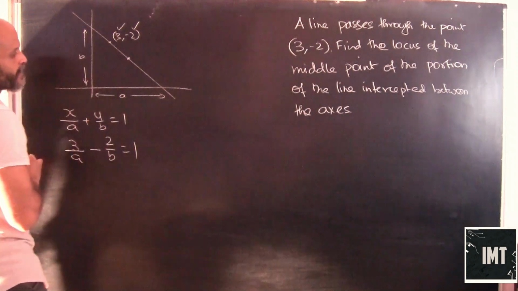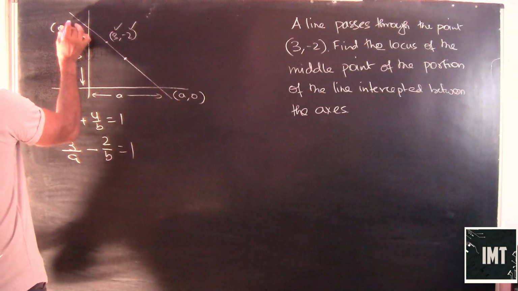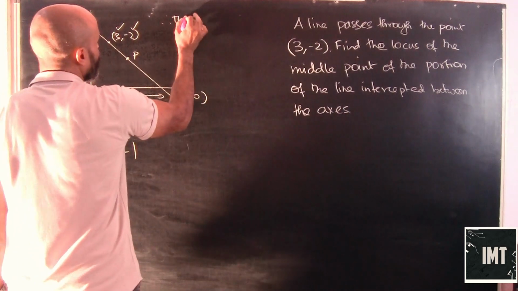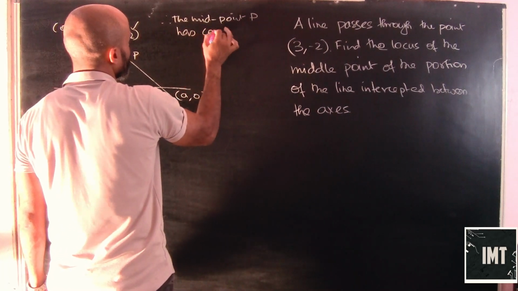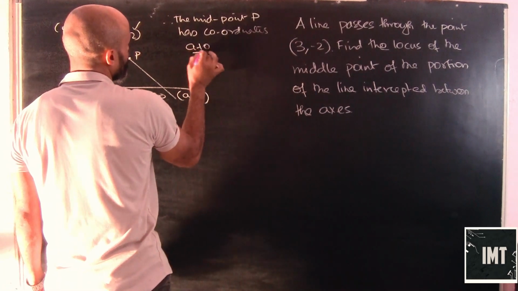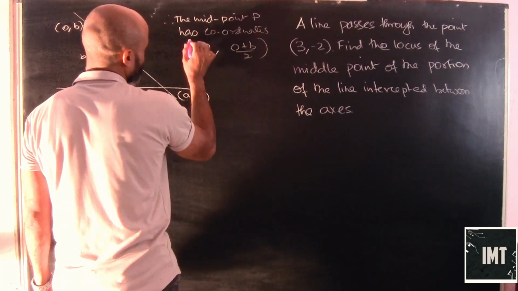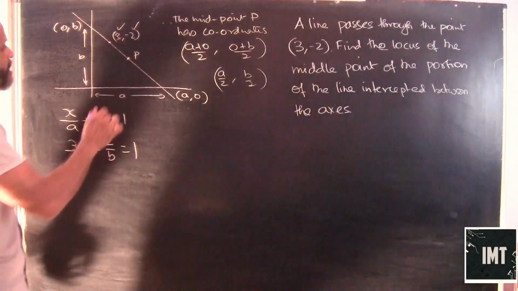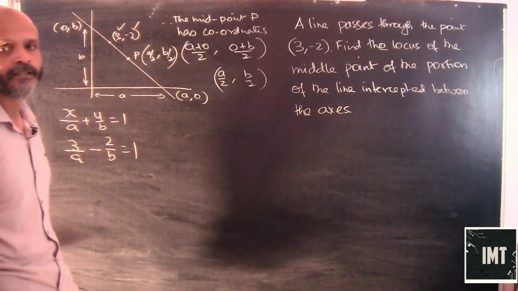Now let's say this is the midpoint of the line. Here we have the coordinates (a, 0) and (0, b). So the midpoint of this line, let's say the midpoint is P, has coordinates (a plus 0) by 2, (0 plus b) by 2. That will be a by 2 and b by 2. This will be the coordinate for the midpoint of the line.